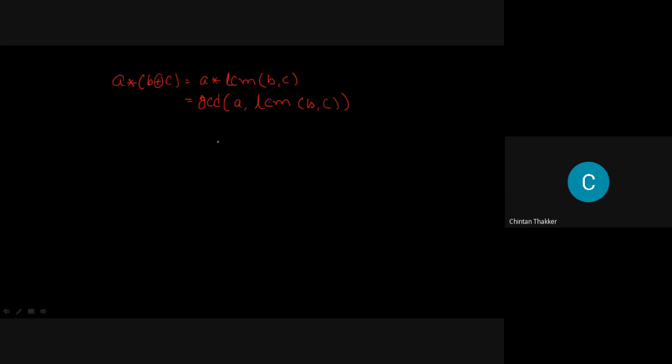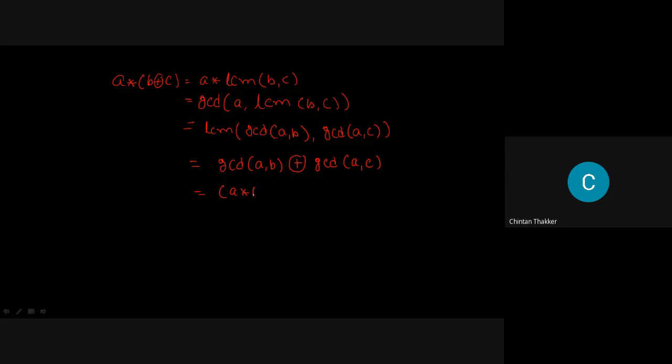The distributive property of GCD and LCM gives that this is equal to the LCM of GCD of A comma B, and GCD of A comma C. So that is equal to GCD of A comma B ring sum GCD of A comma C, which is (A star B) ring sum (A star C). So this way we can prove that.